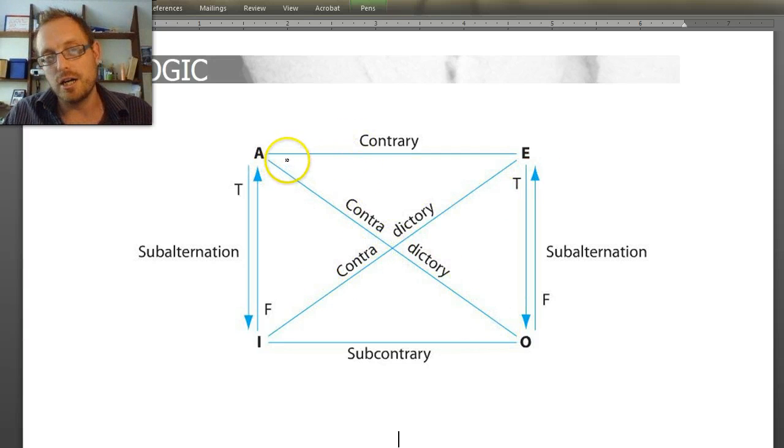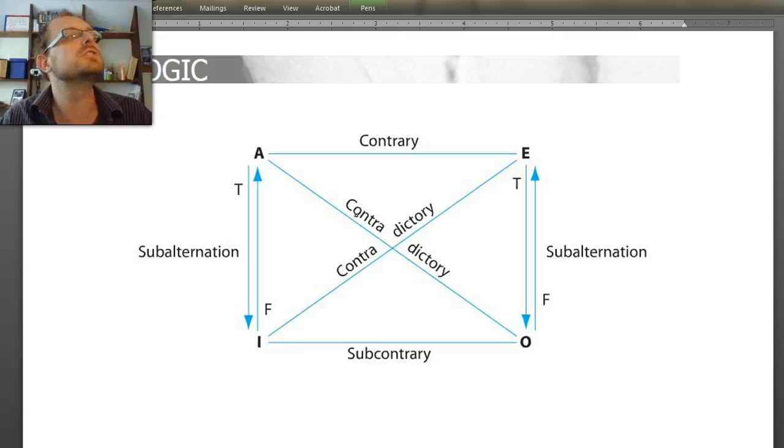Okay, now again, let me just go over the contradictory. Remember, a contradictory claim means that if A is true, O has to be false. They have to always have the opposite truth value. If I is true, E has to be false, and so on and so forth.